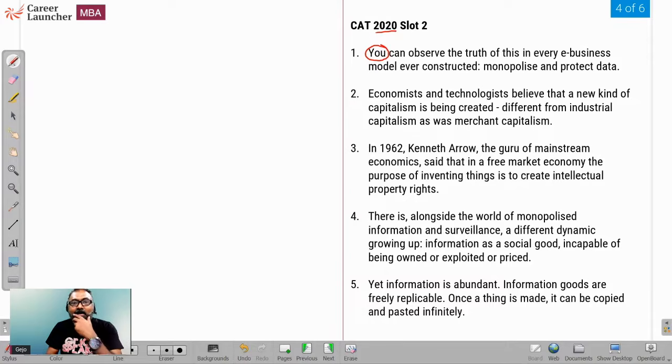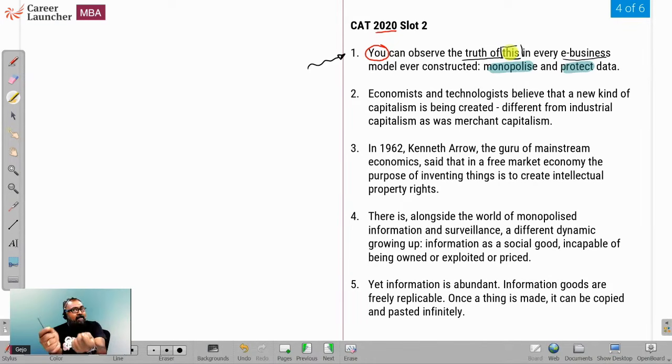You can observe the truth of this. Okay, nice. What is this? This sentence needs support. It needs somebody else. In every e-business model ever constructed, monopolize and protect data. That's an idea.